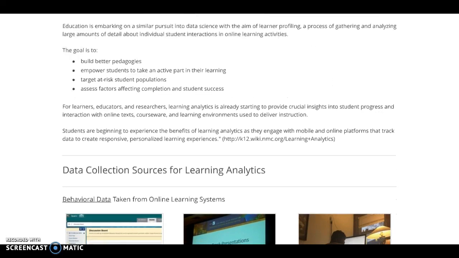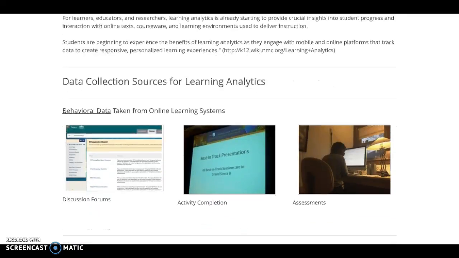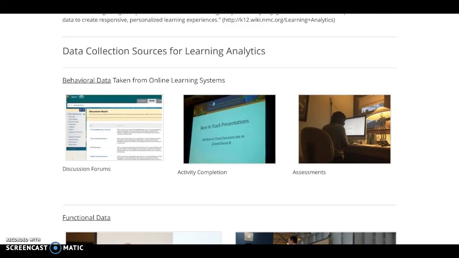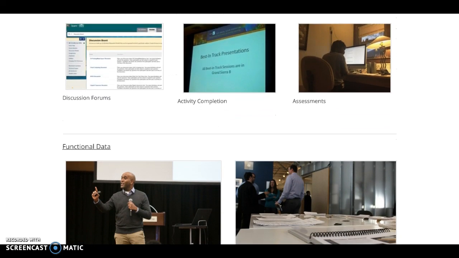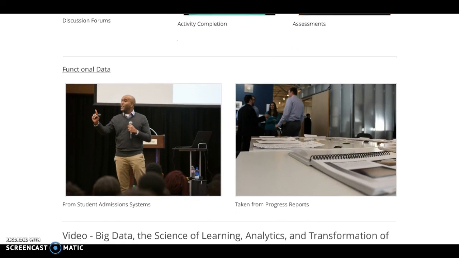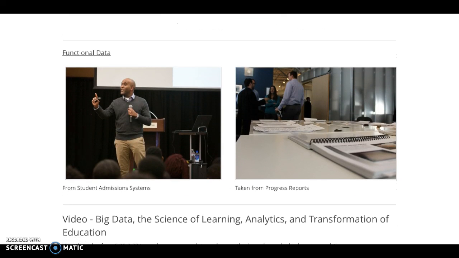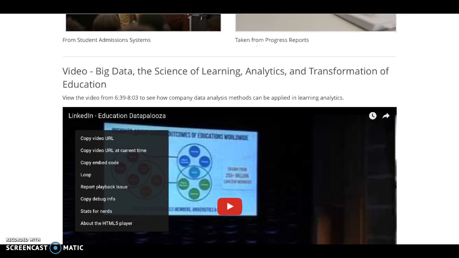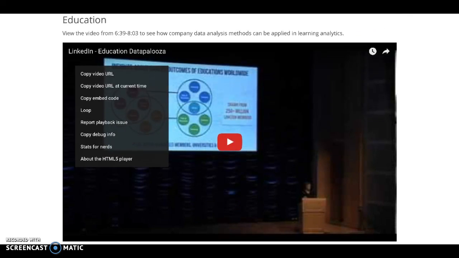There are different types of data collection for learning analytics, and here are a few. Behavioral data from online learning systems include discussion forums, activity completion, and assessments. Functional data includes data from student admission systems and progress reports. Here's a video from LinkedIn showing how company data analysis can be used at the university level.